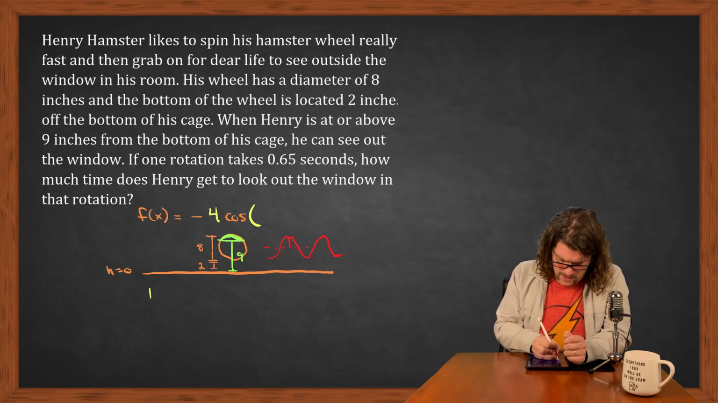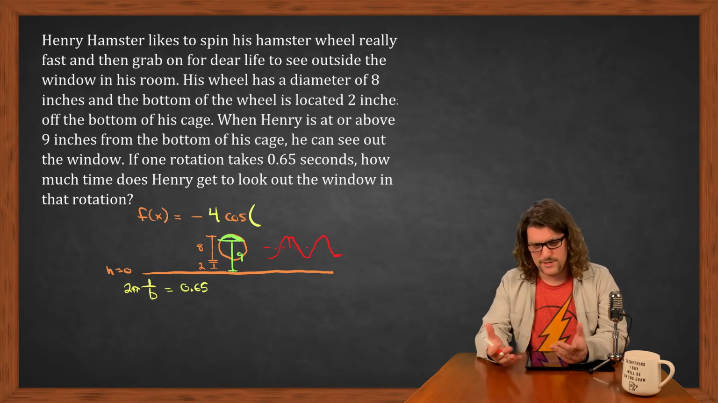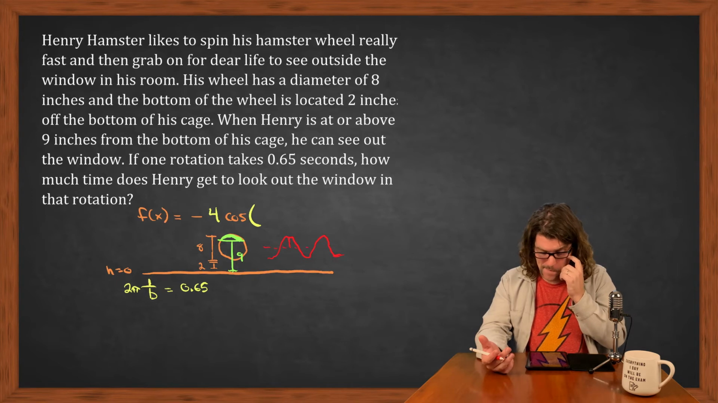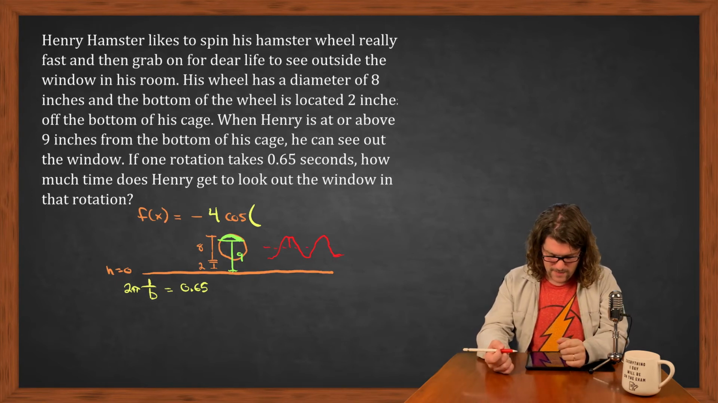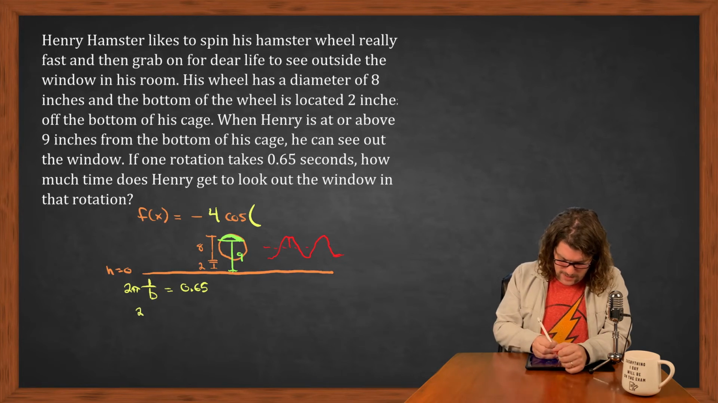But we do want the period to match the period given in the question. So we are going to take this b value and say that it's actually 2 pi times 1 over the b value, which is the stretch, is supposed to be equal to 0.65 seconds. Now we could use 13/20ths, I guess, for 0.65. I think I'm going to do it just because I like fractions, but don't read too much into this.